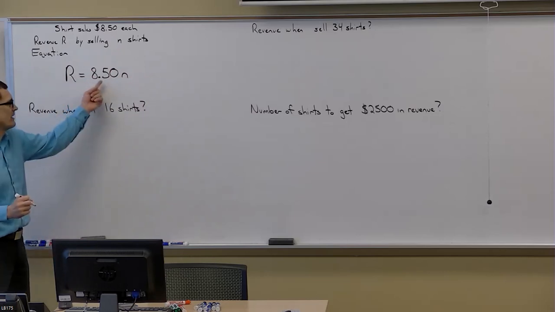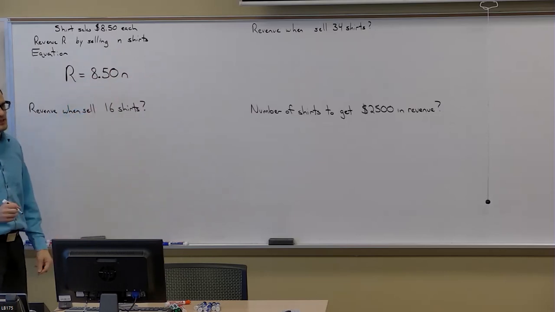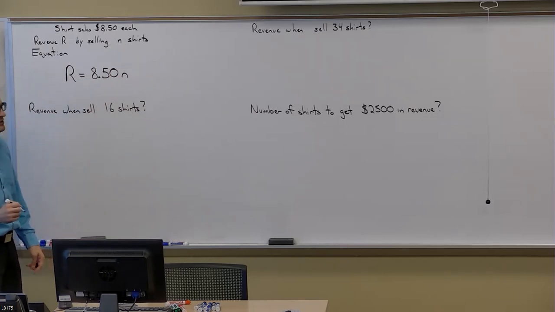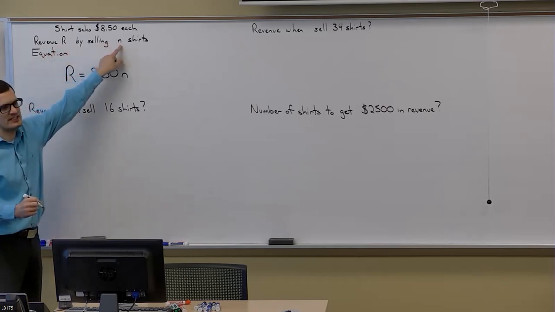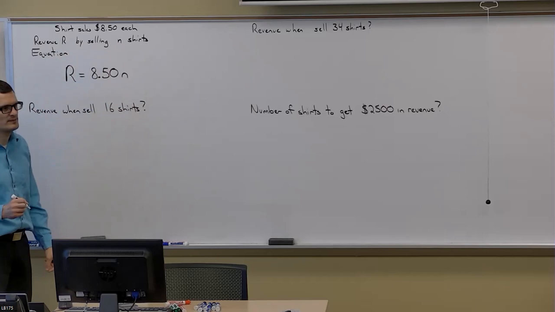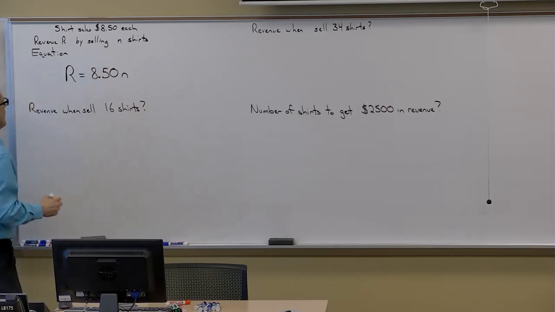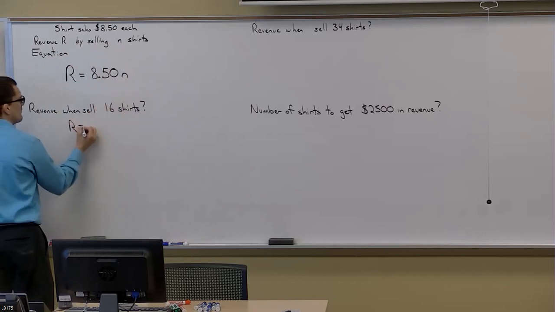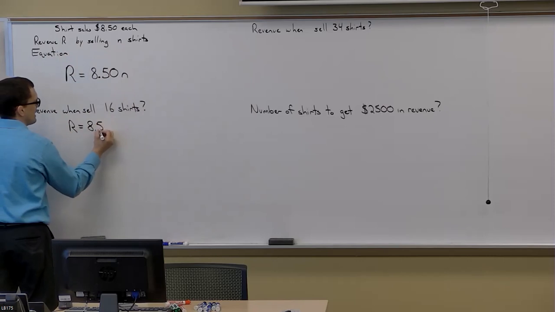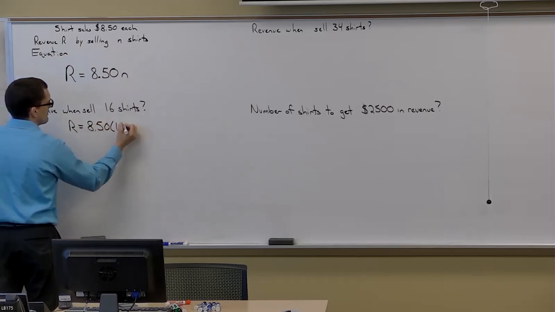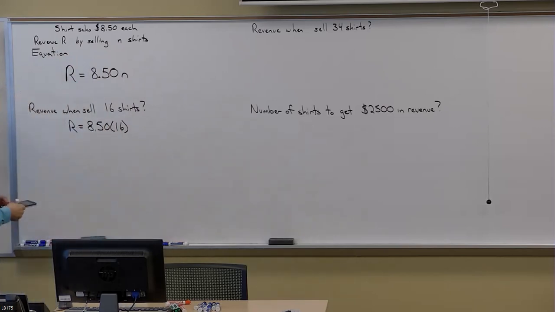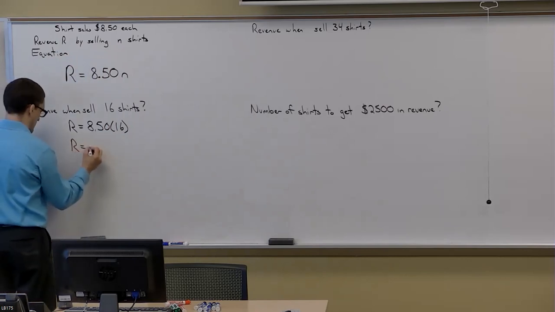And if you want to write 8.5 times N, that's the same thing. Again, it doesn't matter. Notice it capitalized the R, lowercase the N, so that's why I wrote it the way I did. The revenue when you sell 16 shirts, well, N is the number of shirts, so the revenue when you sell 16 is just going to be what you get when you plug in 16 into your N. That's a revenue of 136.